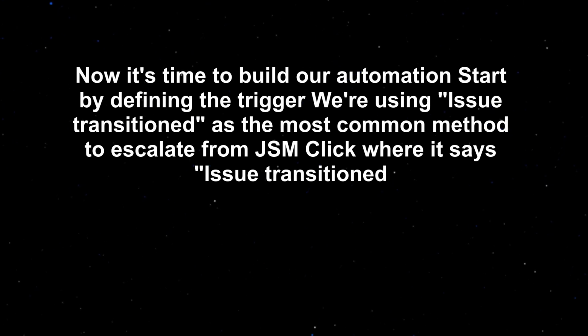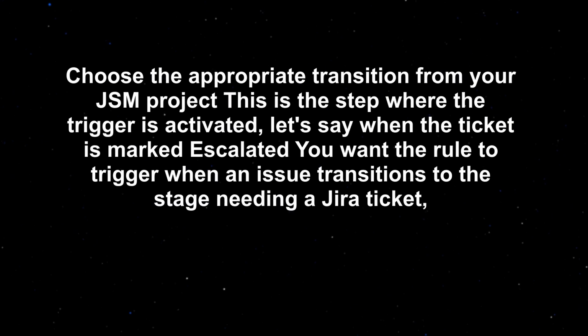We're using issue transitioned as the most common method to escalate from JSM. Click where it says issue transitioned. Choose the appropriate transition from your JSM project. This is the step where the trigger is activated. Let's say, when the ticket is marked escalated, you want the rule to trigger when an issue transitions to the stage needing a Jira ticket.